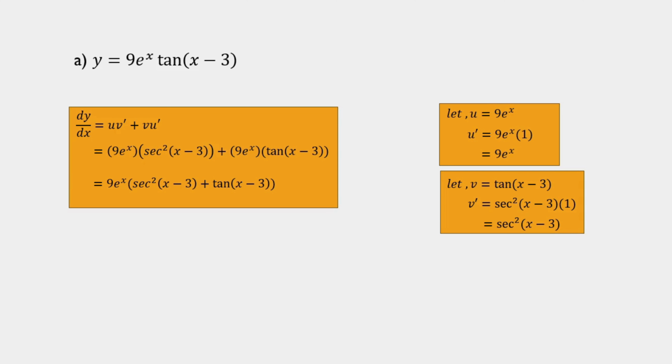After that, we will substitute u prime, v and v prime into the formula of the product rule, which is u v prime plus v u prime. So, we will get 9e to the power of x times sec squared (x minus 3) plus 9e to the power of x tan (x minus 3). As we can see, we can factorize 9e to the power of x. So, the final answer will become 9e to the power of x [sec squared (x minus 3) plus tan (x minus 3)].